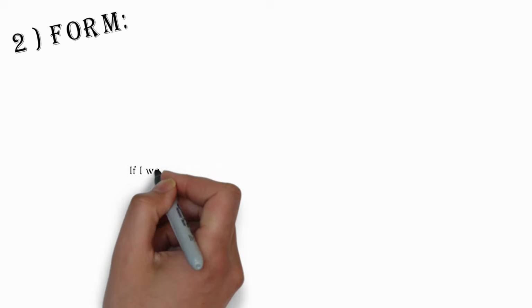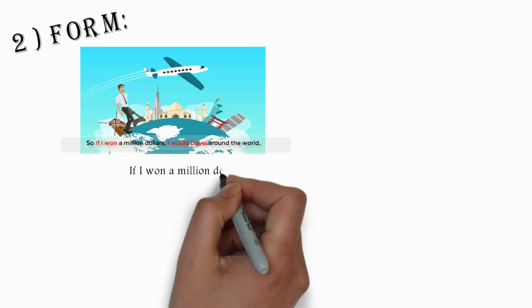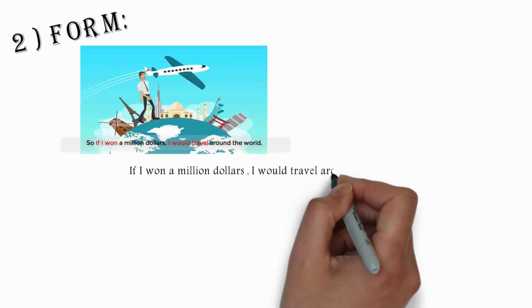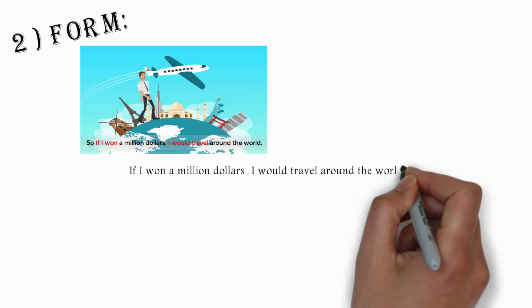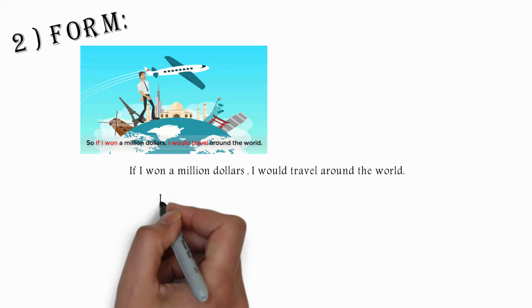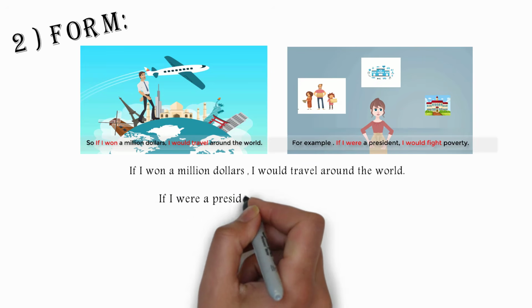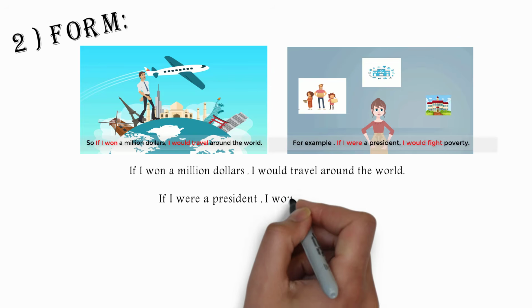Now, let's reconsider some examples from the animation in order to explore Conditional Type 2 form. If I won $1 million, I would travel around the world. If I were a president, I would fight poverty.